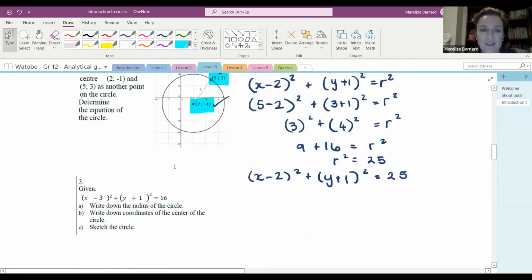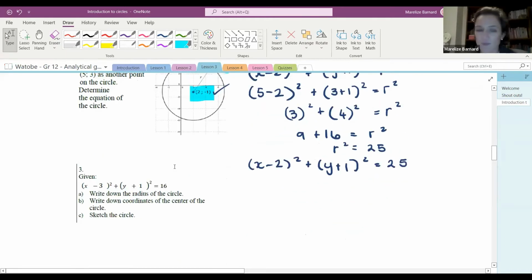Right, let's move on before we get some time to practice these ideas. Let's look at one last type of question. Given the circle, there's the equation. Now, given that equation, what information can we gain from it? What is the radius of the circle? And what are the coordinates of the center of the circle? And then sketch the circle.